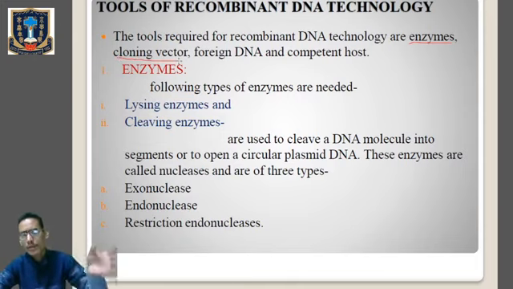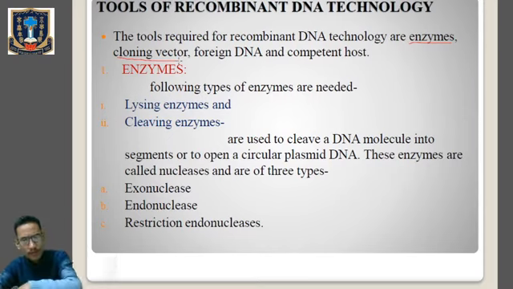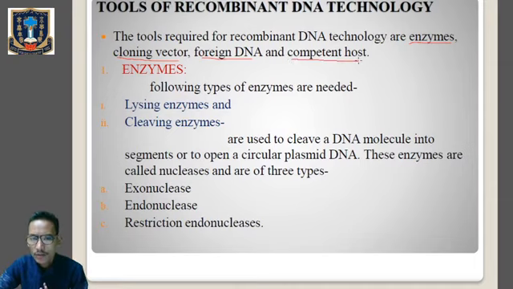Plasmid vector, though we have got different types of vectors, we'll discuss afterwards. Clear? Then we have got foreign DNA having the gene of interest, and we got the competent host. So these are the different tools of recombinant DNA technology: enzymes, cloning vectors, foreign DNA, and the competent host. For today we will just learn about the enzymes. In our third class of this chapter we will discuss the other tools, but today we will simply focus on the enzymes only.